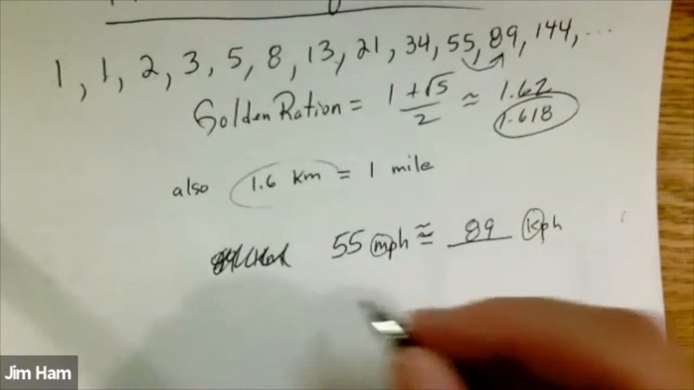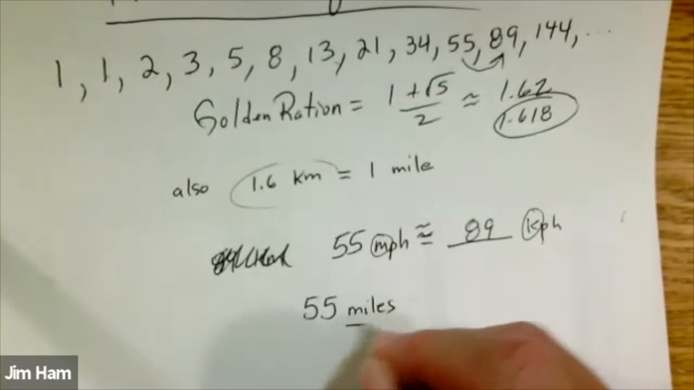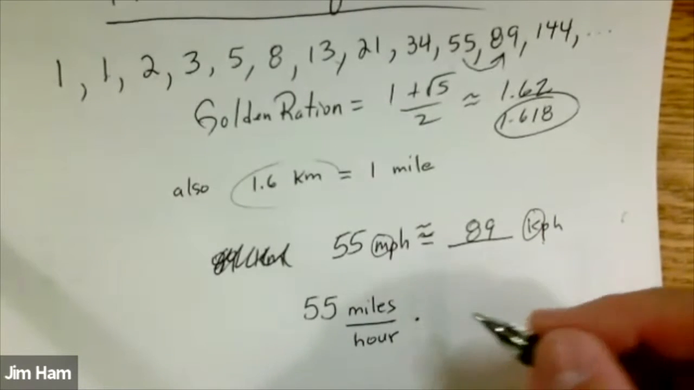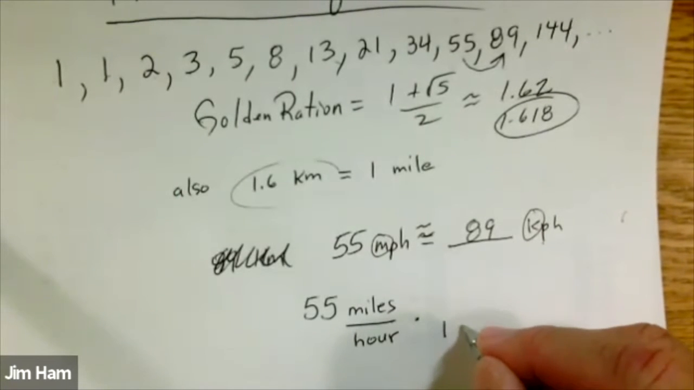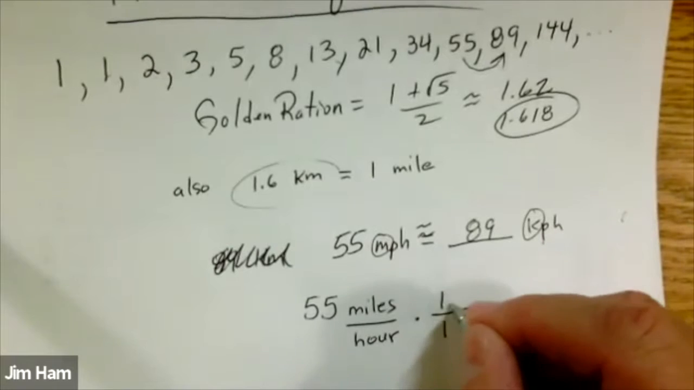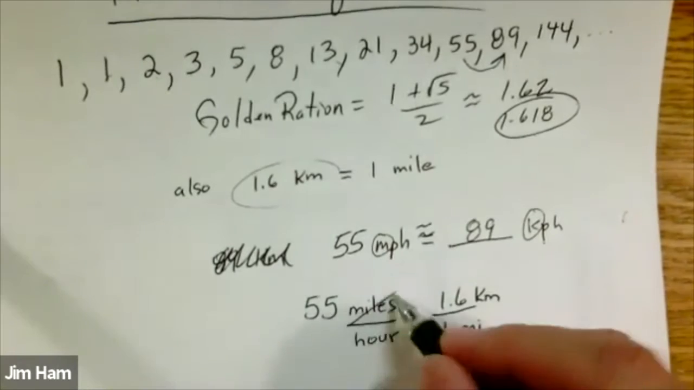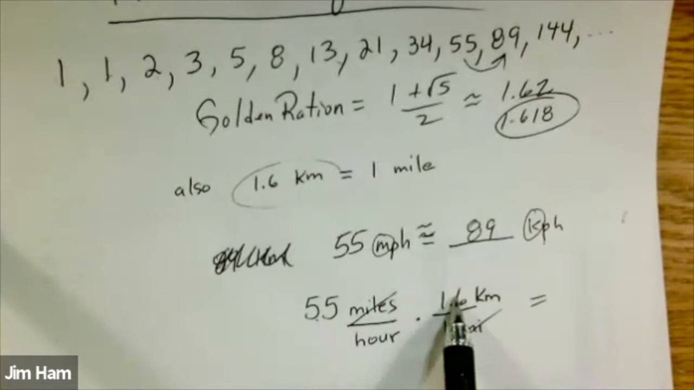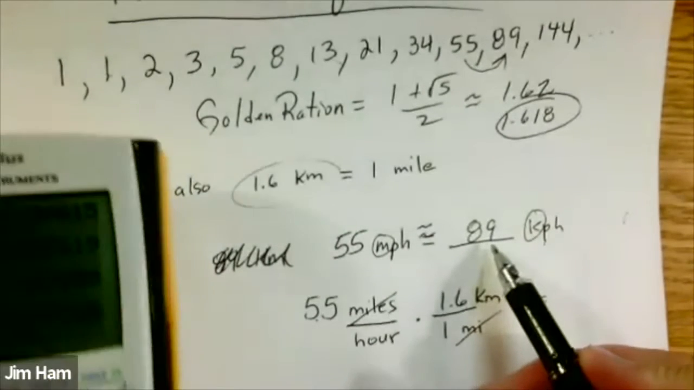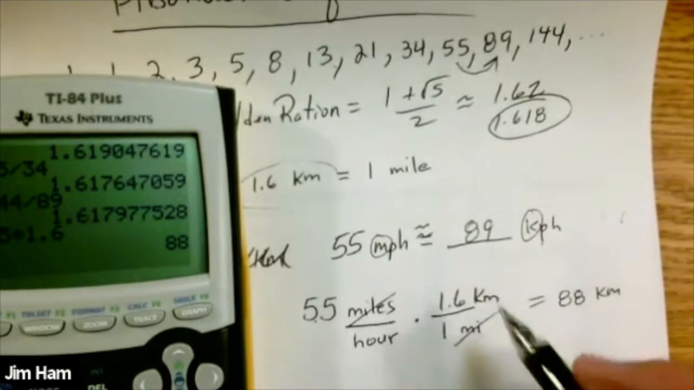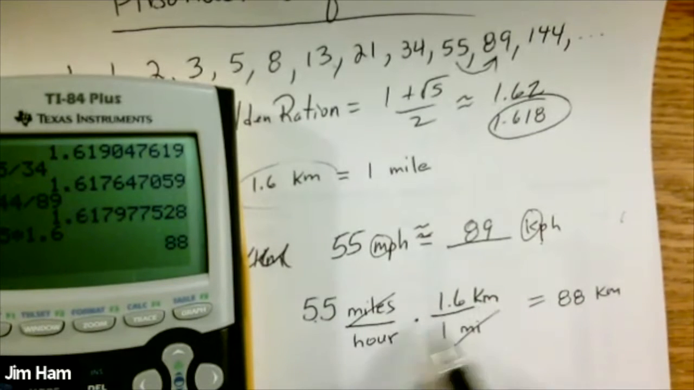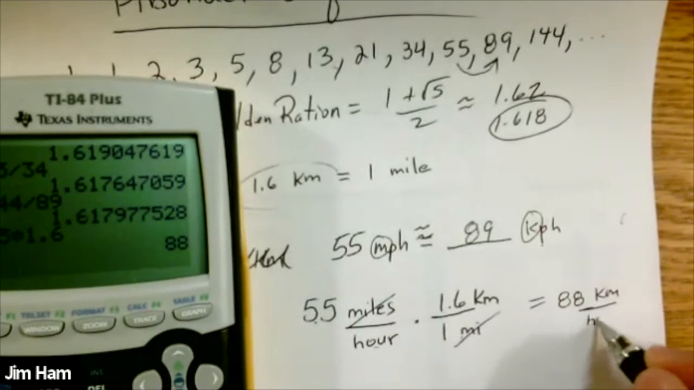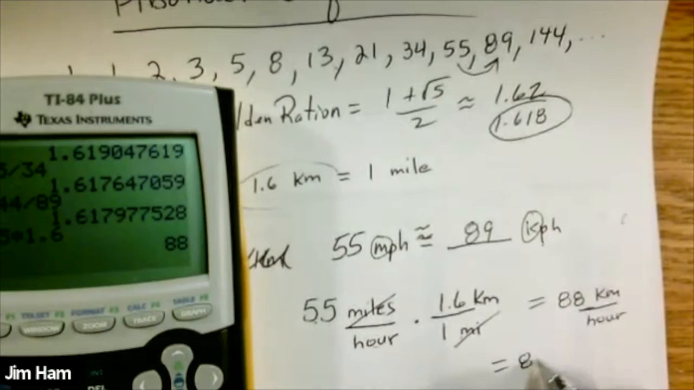Now you can actually do the conversion, 55 miles per hour. And then if you use that conversion, that 1 mile is equal to 1.6 kilometers, the miles unit cancels. You'd multiply 55 times 1.6. My claim is that you're going to get something close to 89. The unit on top that remains is kilometers. The unit on the bottom that remains is hours. And so we would say 88 kilometers per hour.